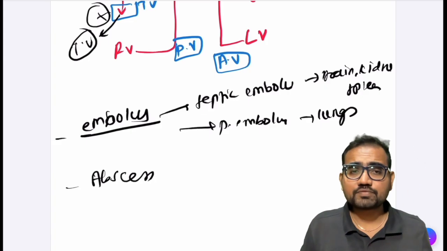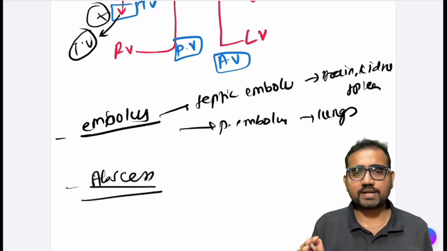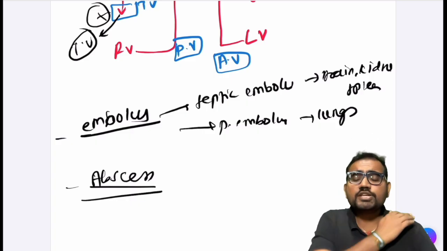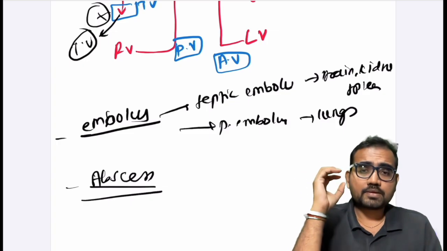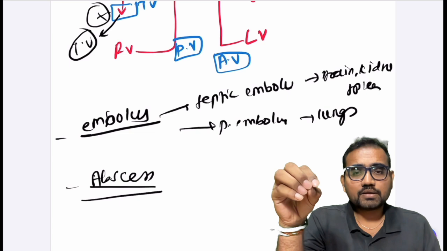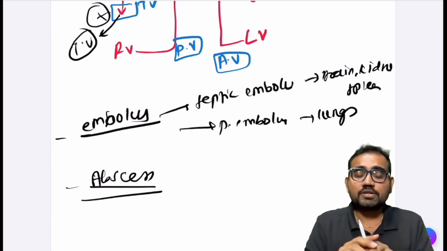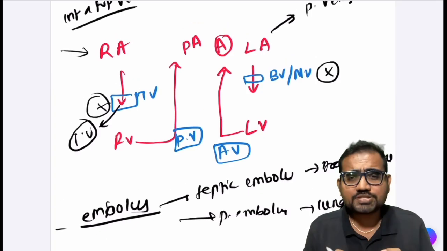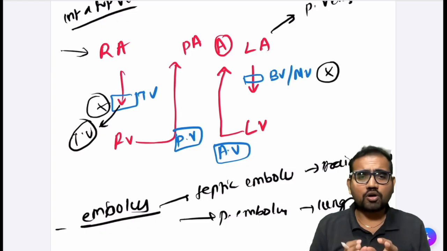The next complication will be abscess. So the major complications of infective endocarditis will be embolus, abscess. These patients will be dizzy, fatigue, and over a period of time, the valves are going to get infected. Now you have to tell me what happens if there is a constant damage to the mitral valve or a bicuspid valve or a tricuspid valve.